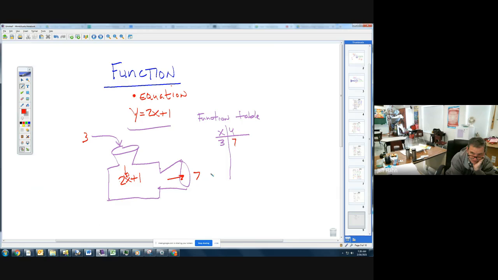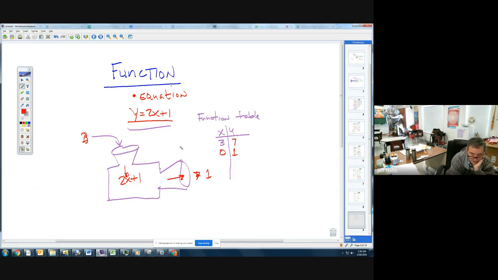Okay. You can pick any number you want. If you pick a 0, you input a 0, multiply 2 times 0, which is nothing, plus 1, and out comes a 1. Okay, so this is a function.